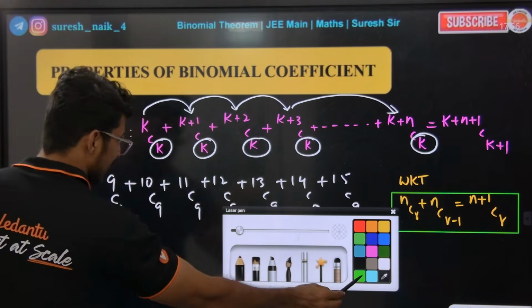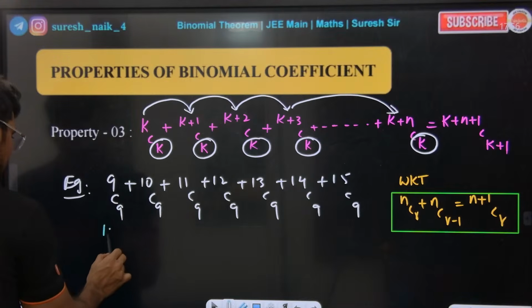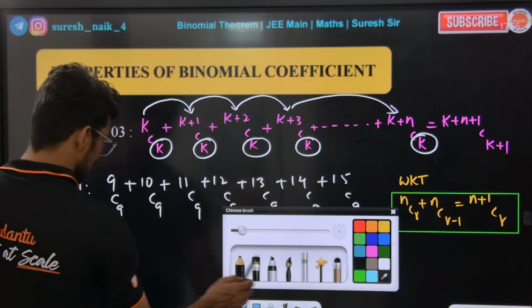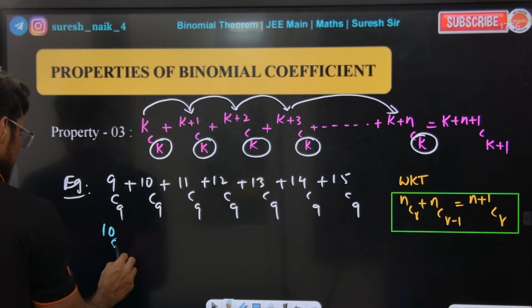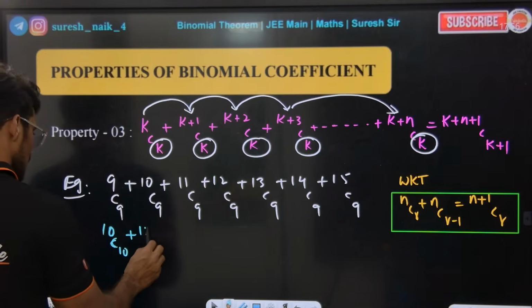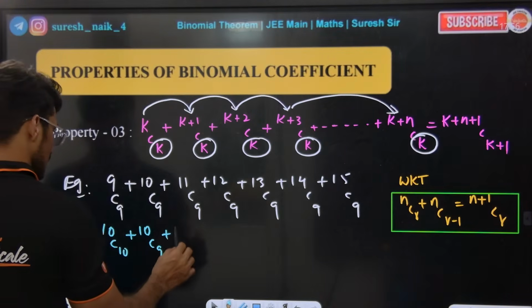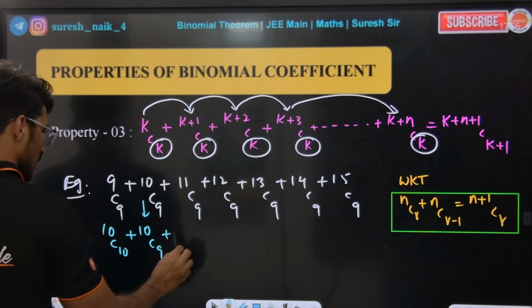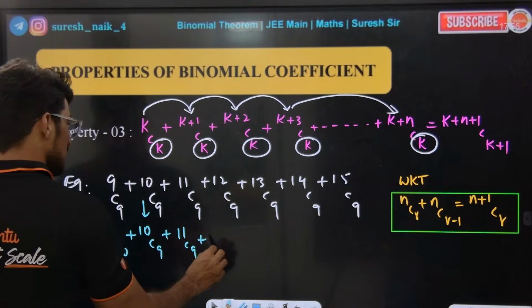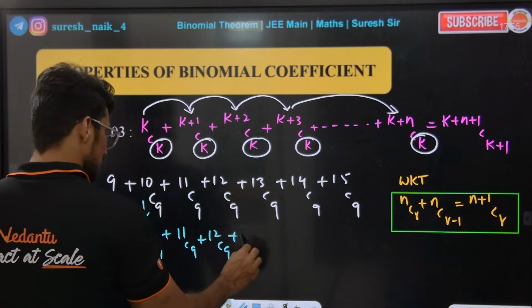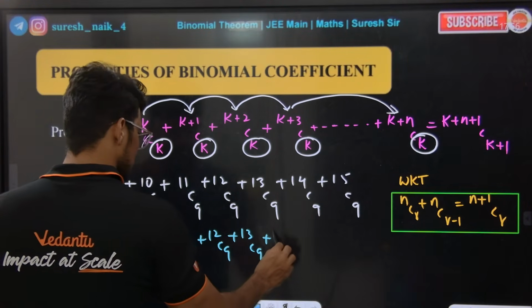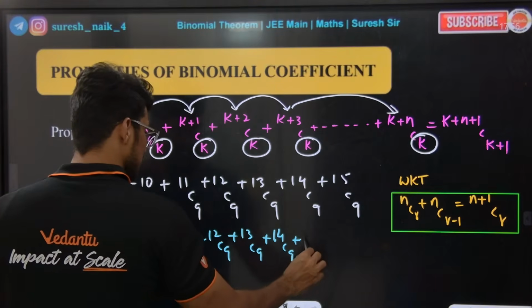Can I write this 10C9 as 10C10? No, this 10C9 stays as it is. This 11C9 as it is, 12C9 as it is, 13C9 as it is, 14C9 as it is, 15C9 as it is.